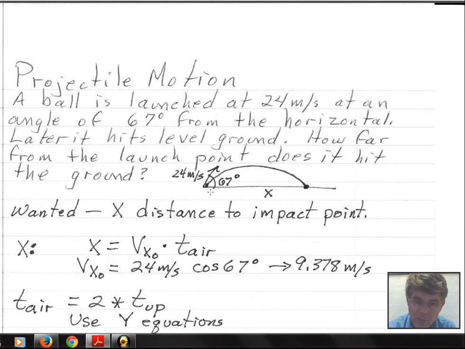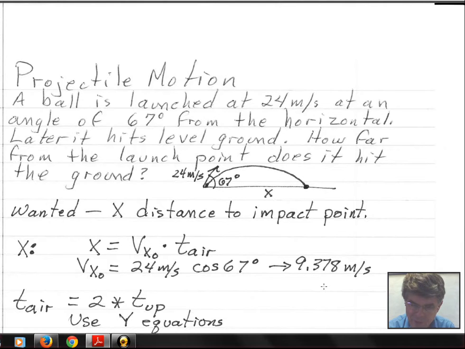We're given the angle, so we can easily find the component in the x direction using the cosine function. We're looking for the adjacent side to the 67-degree angle. You might want to draw your own little right triangle, and 24 meters per second would be the hypotenuse. Cosine of 67 degrees multiplied by that produces 9.378, keeping an extra digit here just to avoid round-off error. But that's the meters per second in the x direction. The time in the air is still a mystery.